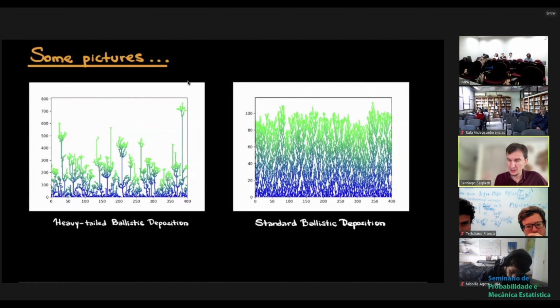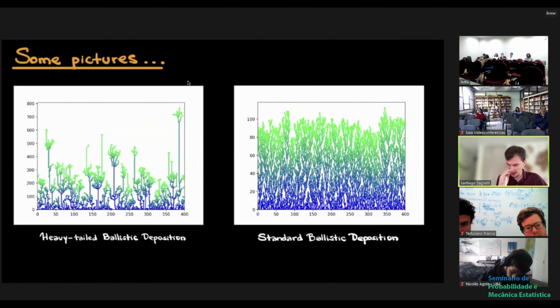So these are our simulations. Let me zoom in a little bit. What we did is we took 400 integers, from 0 to 400, and we deposited 1,000 blocks. The colors you can see here represent the age of the blocks. The blue ones are the ones that got deposited first, and the green ones are the ones that got deposited last. This is the heavy-tailed case. I think that we used the Pareto distribution with some alpha, maybe 1.5. I don't remember right now.